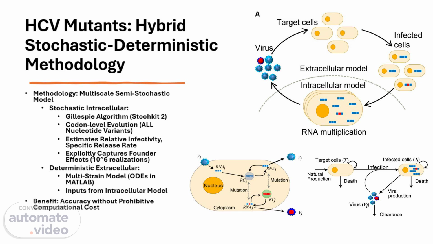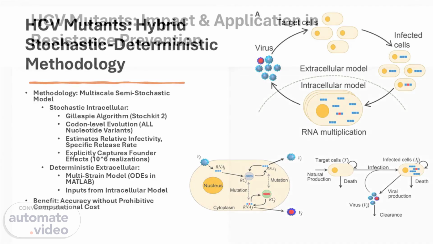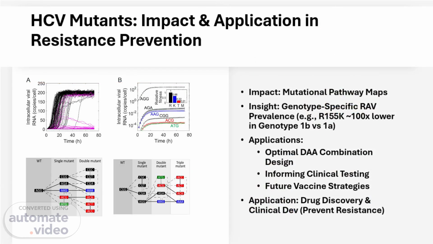The diagrams illustrate how intracellular and extracellular processes are integrated. The impact of our HCV mutant model is significant. It allowed us to generate comprehensive mutational pathway maps, showing how resistance emerges. A key insight was the discovery of genotype-specific RAV prevalence. For instance, the R155K variant was found to be approximately 100 times lower in genotype 1B compared to 1A.